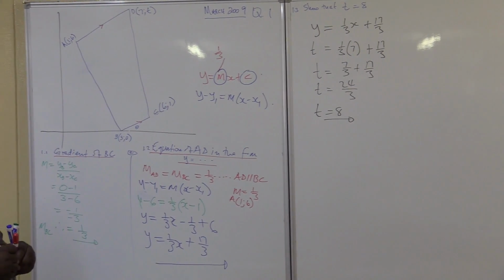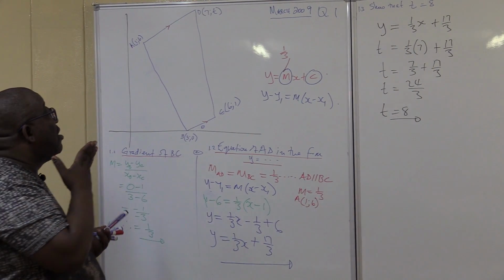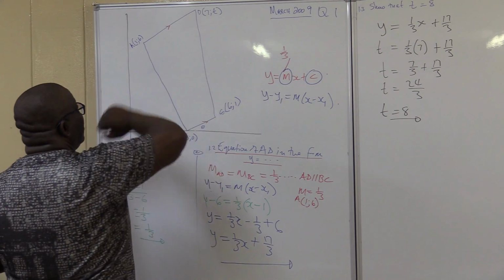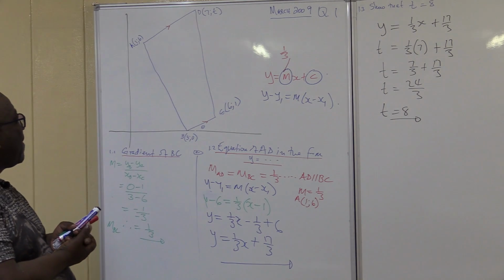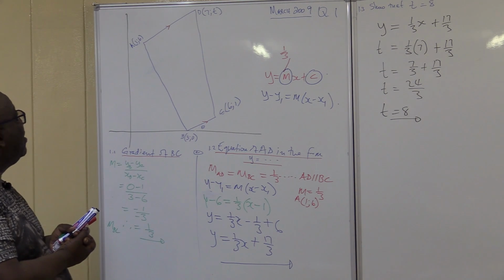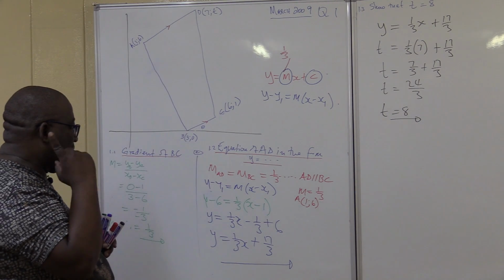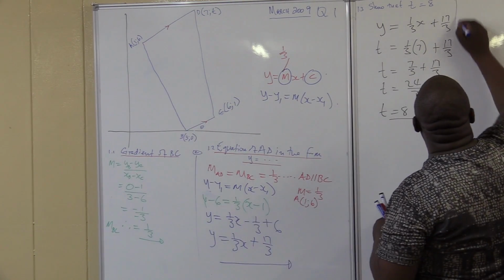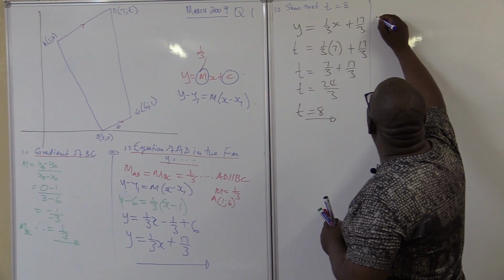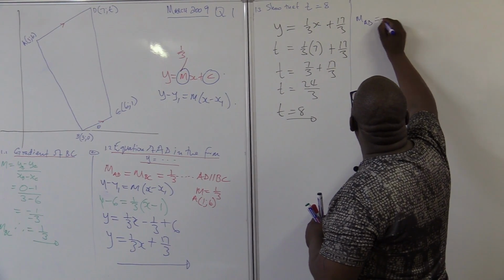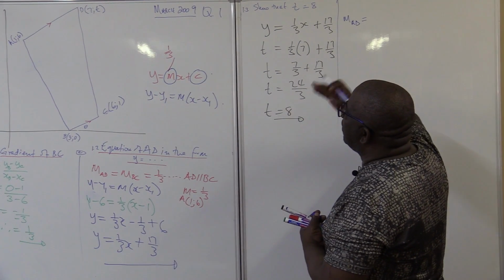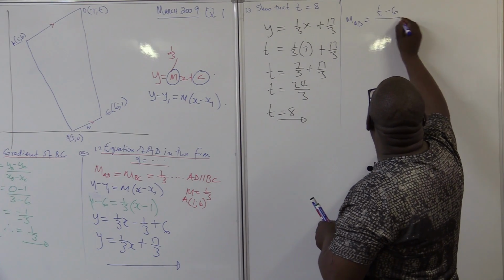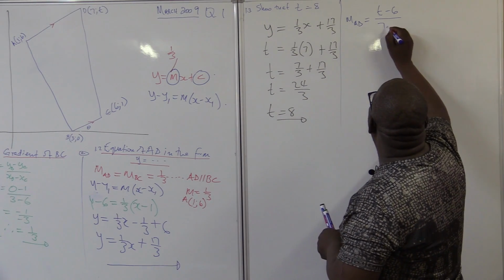Or if you like, another learner will see it the other way. There is a gradient here and there is a line. We've just used a line for now where t is. But I can also use the gradient of AD. Do I know this gradient? Yes, I know that gradient to be 1 over 3. One person might just use the gradient. Let me just try the gradient this side. Gradient of AD, m_AD, will be equal to t minus 6 over 7 minus 1.